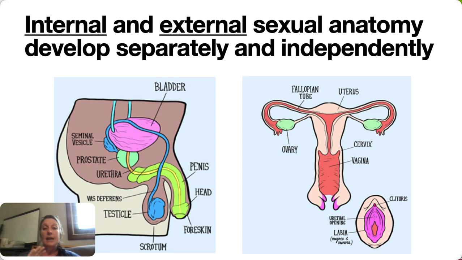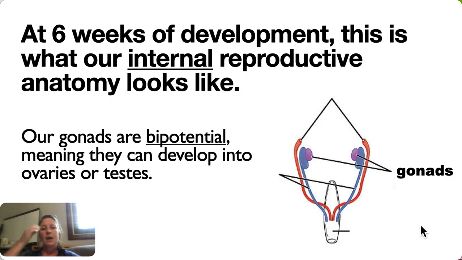So in both male and female development, the internal anatomy is controlled separately and independently from the external anatomy. At 6 weeks of development as embryos, this is what our internal reproductive anatomy looks like. All of us have gonads, which are bipotential. They have the potential to become ovaries and the potential to become testes. We don't know which way they're going to go yet.